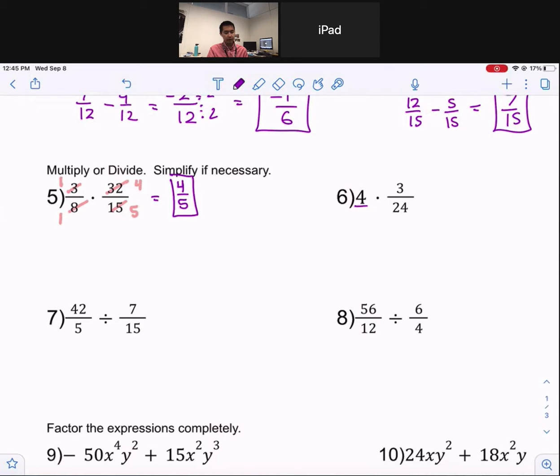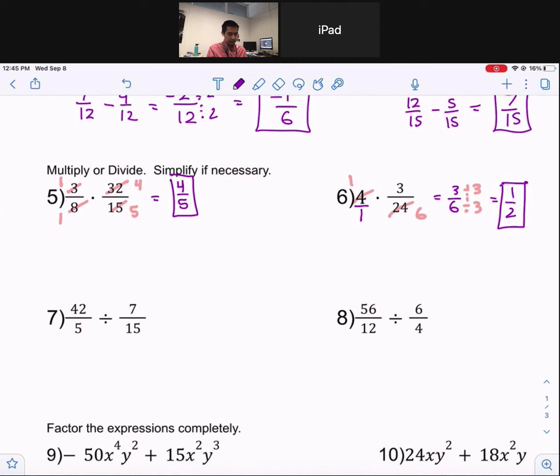6. 4, you guys, we can turn this into a fraction, and now we could cross cancel. Well, we could cancel off the 4 and 24 because both could be divisible by 4. 4 divided by 4 is 1. 24 divided by 4, you guys, is 6. So we're going to have 3 over 6, but you also can simplify this fraction, you guys, because you could divide top and bottom by 3 to get 1/2.